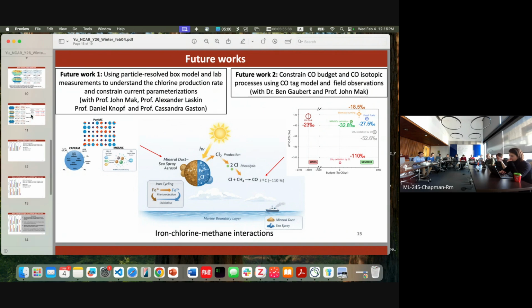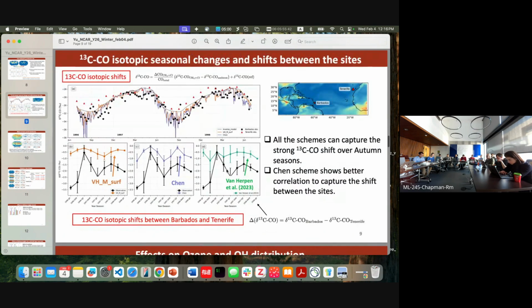But I was more focused on slide 9, I think it was, when you showed the Barbados and the Tenerife seasonality, I mean the yearly variation, because most of this process is related to the outflow of the Sahara dust. So did you compare model results with Tenerife observations? Because I only see the comparison with Barbados on the model.